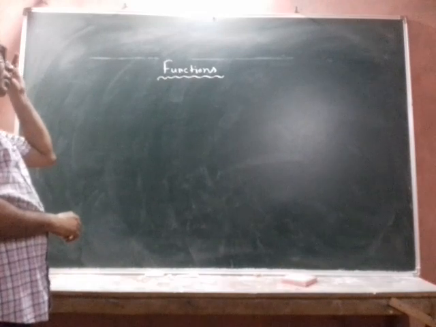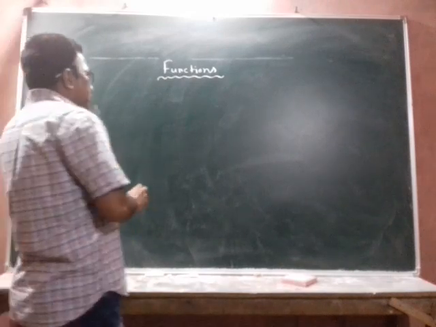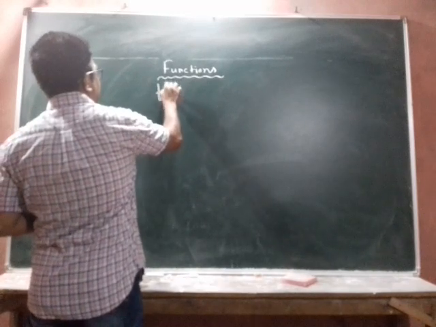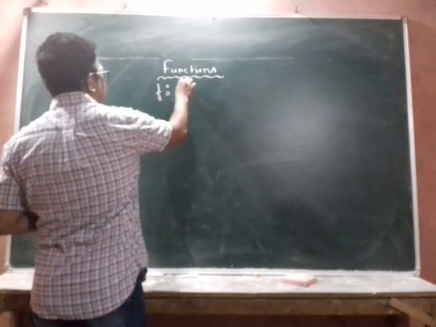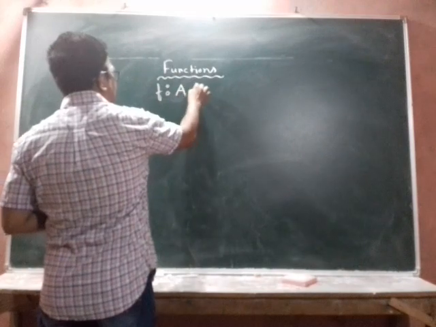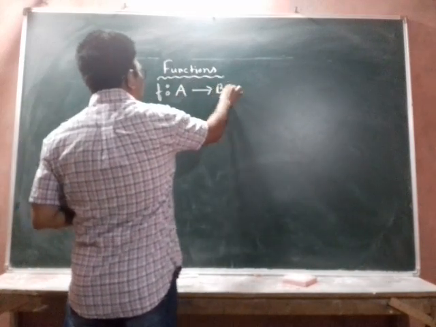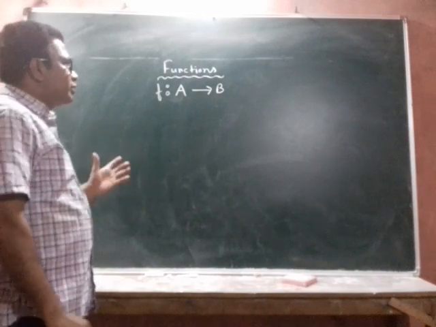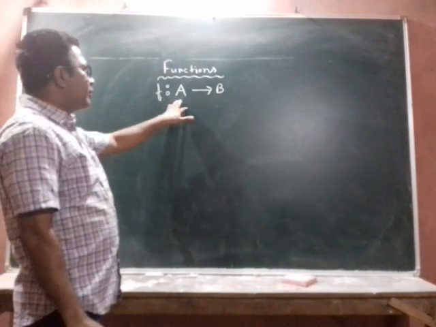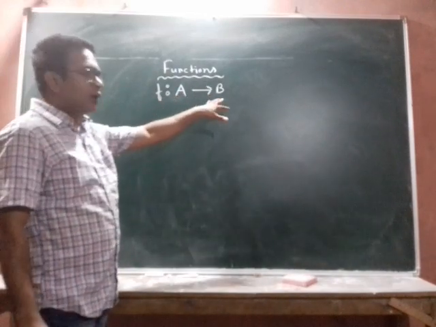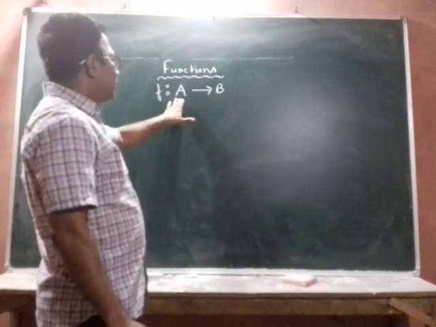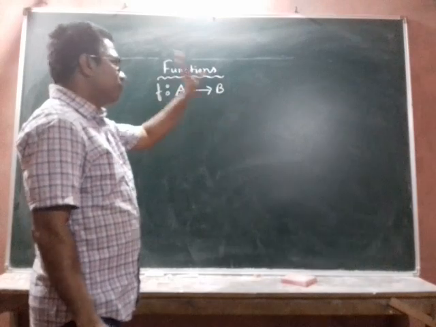So as you have learned the function in class 11 standard, I just want to recall what is a function. Suppose we have two non-empty sets A and B, then a function from A to B is a rule or method or correspondence by which we can relate each and every element of set A with a unique element of set B.